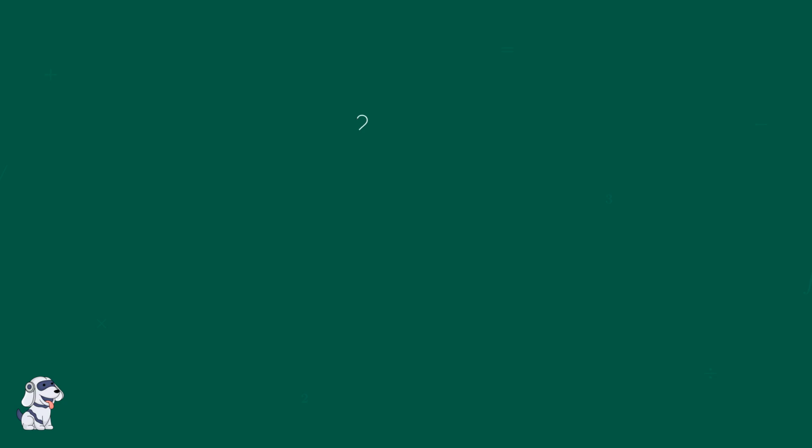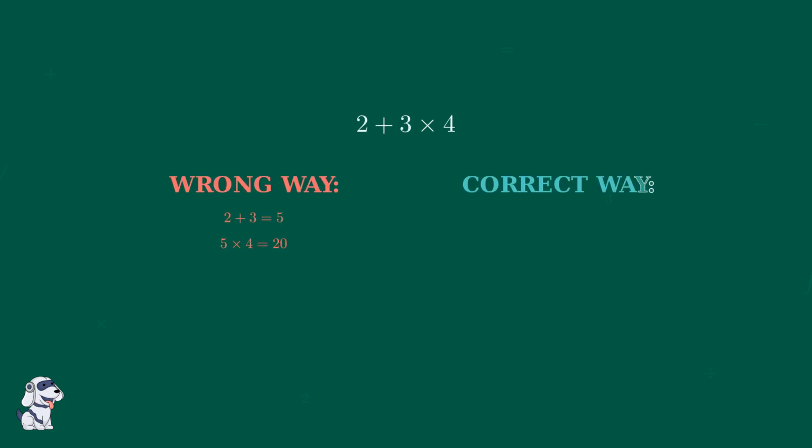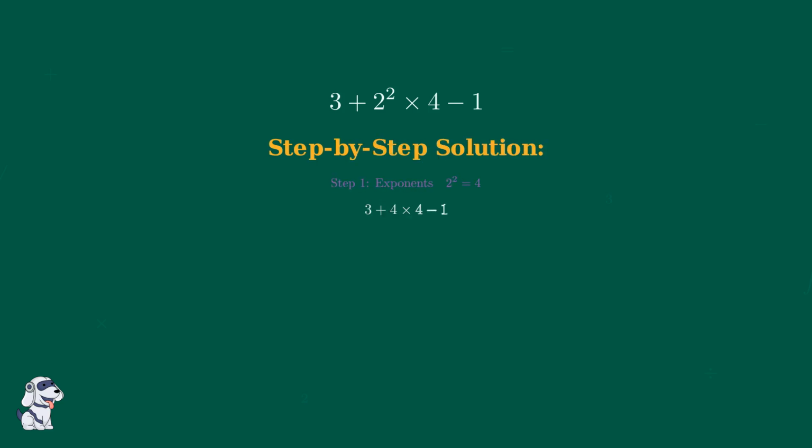Let me show you why order matters with a simple example. Consider the expression 2 + 3 × 4. If we don't follow PEMDAS, we might get the wrong answer. Now let's try a more complex example that uses multiple parts of PEMDAS. We'll solve the expression 3 + 2² × 4 - 1, step by step.